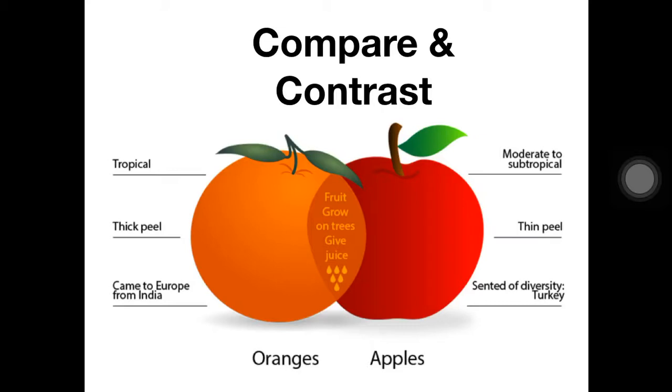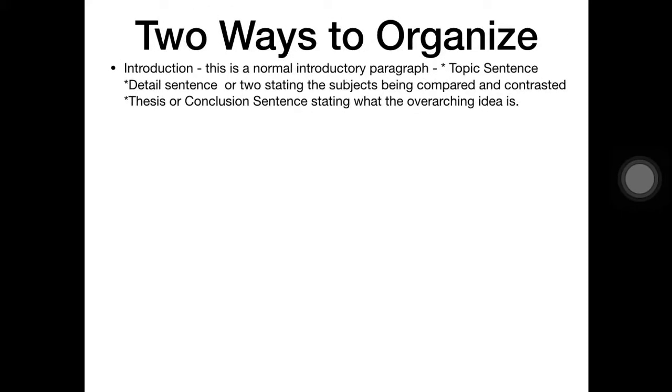However, today we're going to organize our ideas for our compare and contrast paper a little bit differently. There are two ways that we will be organizing our compare and contrast. Both of those ways, however, start with the same type of introductory paragraph. This is a normal introductory paragraph, has a topic sentence, a detailed sentence or two stating the subjects being compared and contrasted, and a thesis or a clever conclusion sentence stating the overarching idea. Okay, so the introductory paragraph, no matter which organization way we choose, is the same.